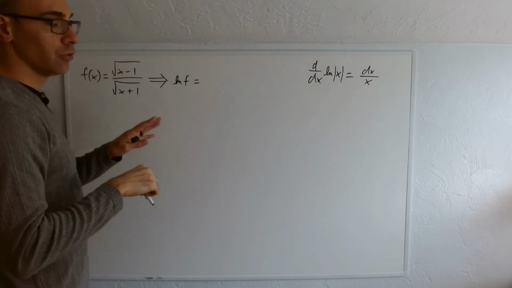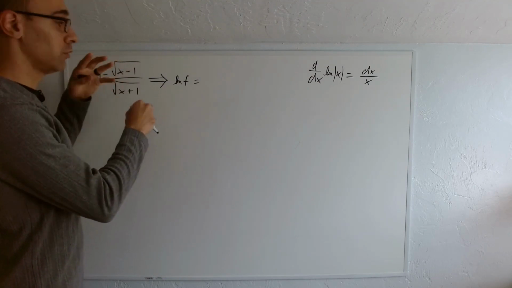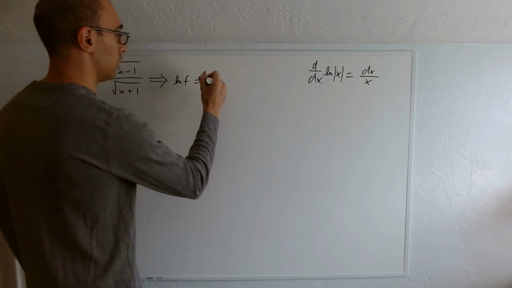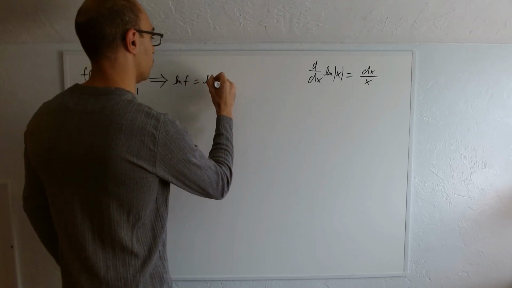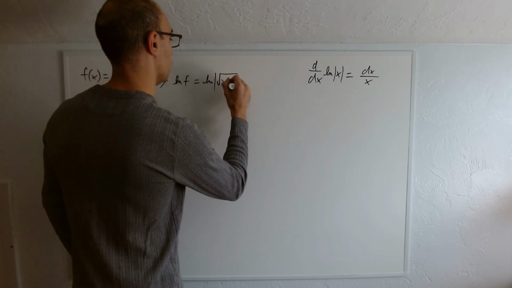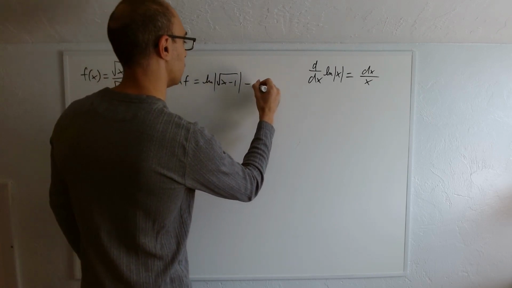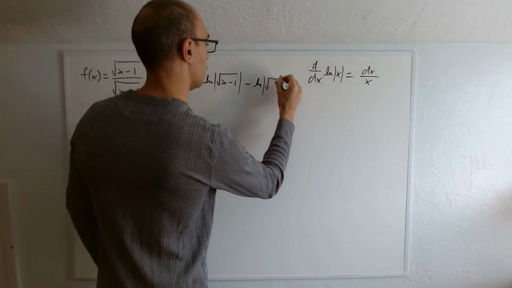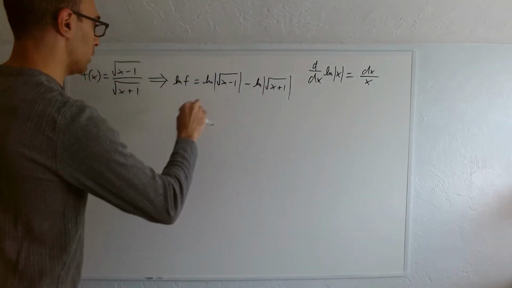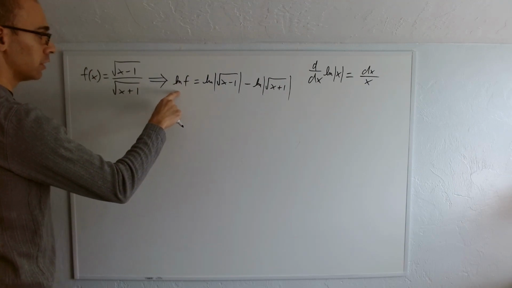Now the nice thing about using the natural logarithm rule is that division turns into subtraction and multiplication turns into addition. So for example, this just becomes natural log of square root x minus 1. Instead of divide, it becomes minus the natural log of square root x plus 1. Now we go ahead and differentiate both sides. So this side we differentiate with respect to f.